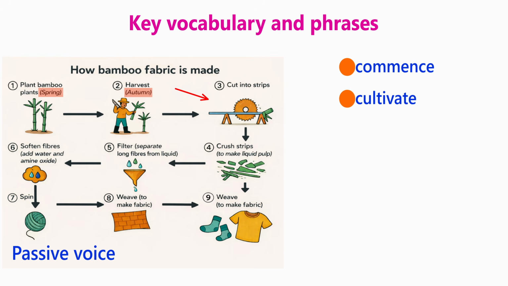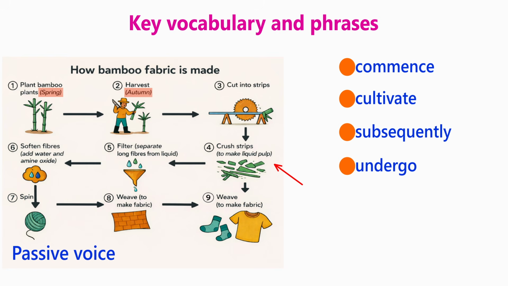So we can use subsequently here if we want to talk about the next stage. Subsequently is a very good word, a nice adverb to talk about the next stage. And then, as you can see in the 4th stage, they undergo a crushing process. This undergo, or experiencing a crushing process, is a nice word here. So undergo is another verb we use for this stage, all right? And it results in a liquid pulp. Result in, it results in liquid pulp, as you can see in stage 4.